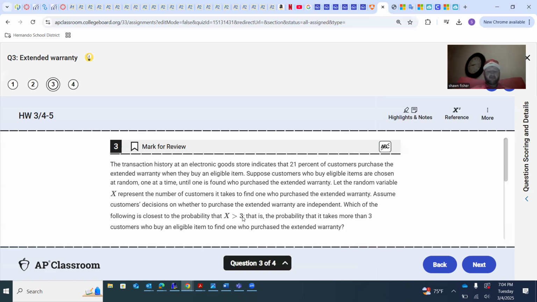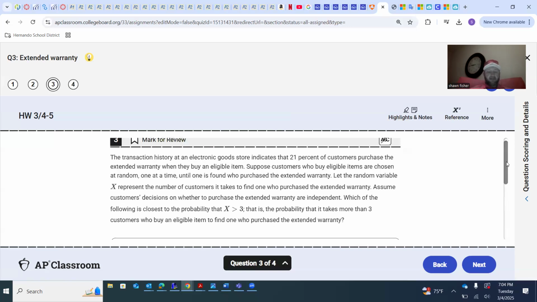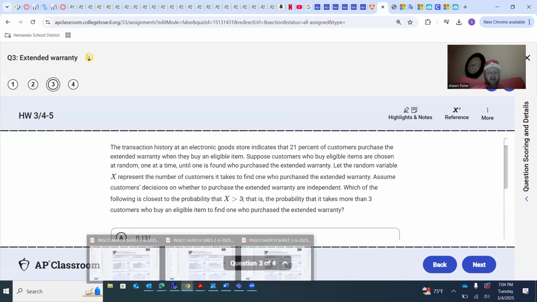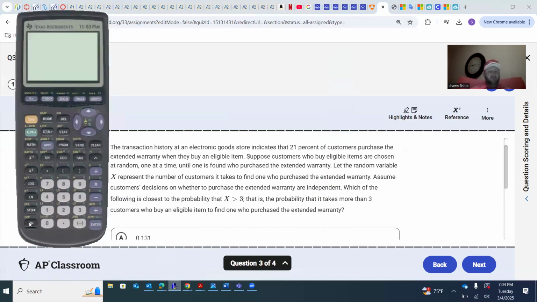Everything greater than 3 takes, that is the probability. Takes more than 3 customers to find an eligible item, to find one who purchased the extended warranty. Well, wouldn't that just be 1 minus, right? X as being 2. Okay, so they're giving us probabilities here. So I'm going to use my calculator. Last videos, you guys have not been able to see it, so I'm going to work it out here.